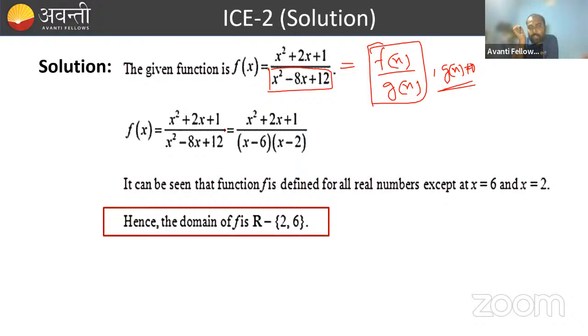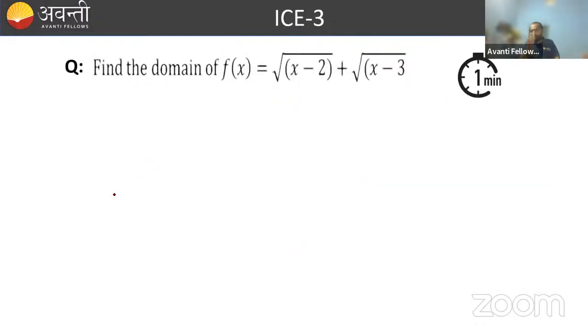If we factorize the denominator, we get x minus 6 into x minus 2. So at x equal to 6 and x equal to 2, the denominator becomes 0. If the denominator becomes 0, the function will not be defined at those points. That's why we need to exclude those 2 points from the set of all real numbers. Then the domain is R minus {2, 6}. I hope this is clear. Very simple examples we have taken here. Let's see, what is the domain for this function?